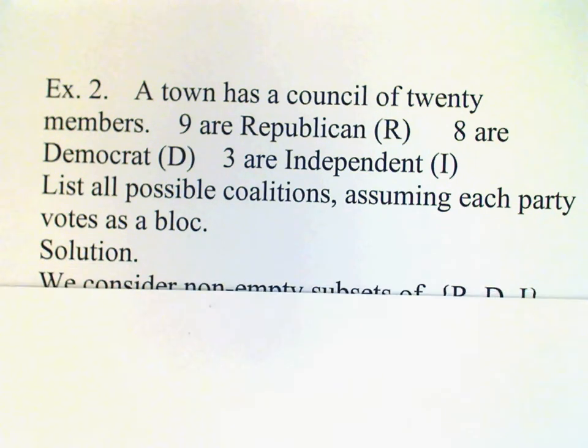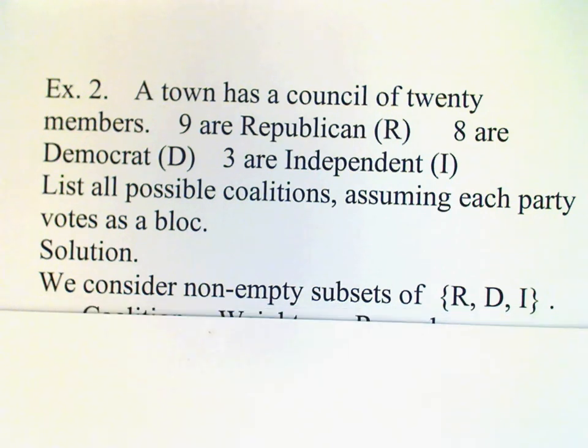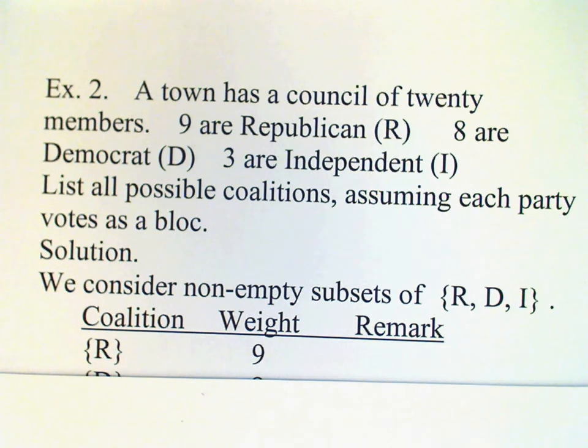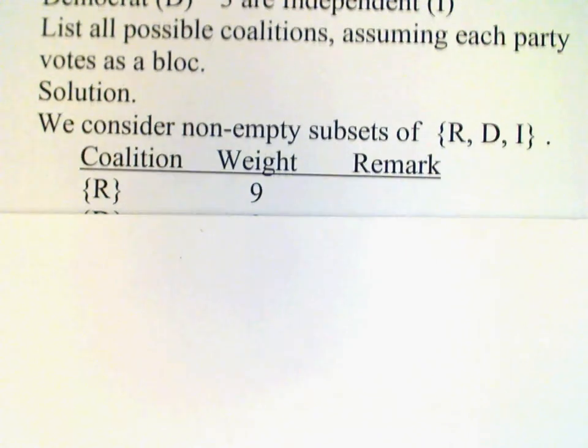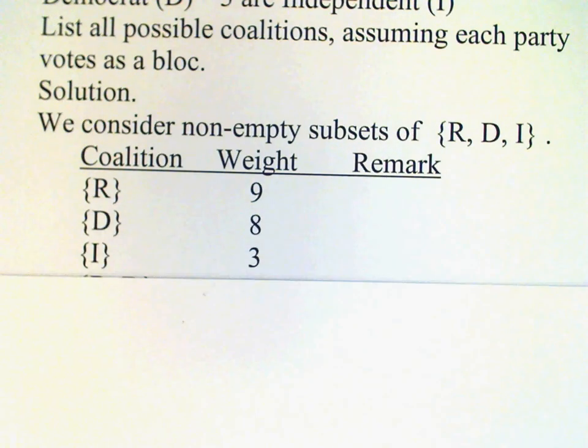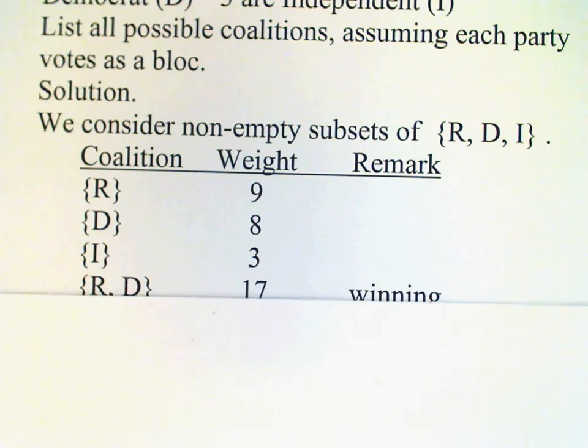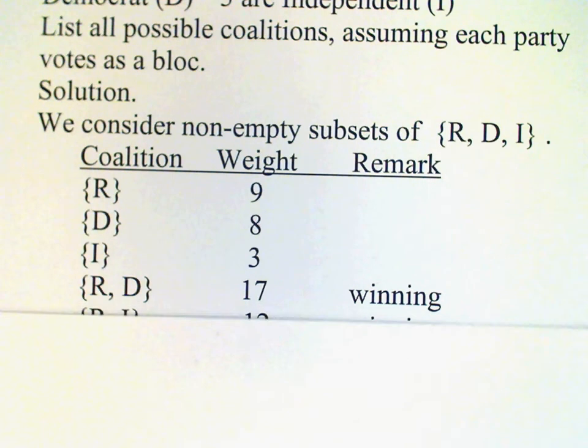Okay, so we're going to list all the coalitions. Basically, what we need to do is just consider the subsets of RDI. And of course, these subsets should not be empty. At first, we can consider each of the individual parties on its own. So Republican, Democrat, and Independent can each be considered as a coalition. And then each of the three parties can be paired with one of the others to form a coalition.